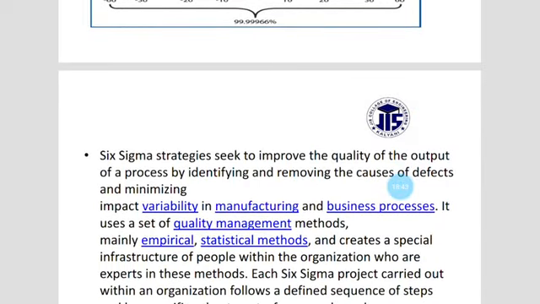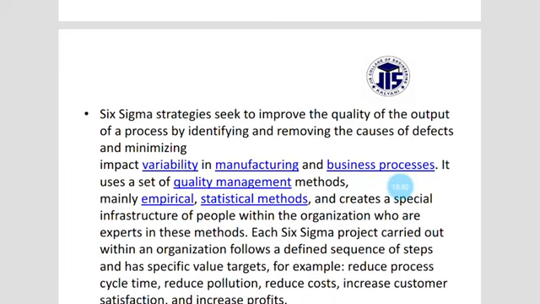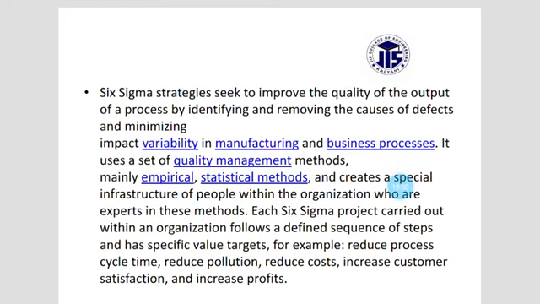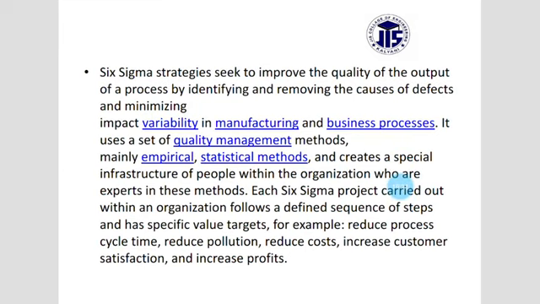Six Sigma strategies seek to improve the quality of the output of a process by identifying and removing the causes of defects and minimizing impact variability in manufacturing and business processes.